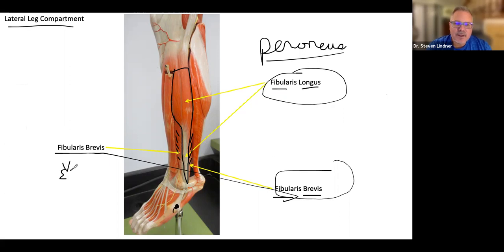Foot, that was horrible. Let me do it again. Foot eversion. Okay, and they plantar flex. They plantar flex the ankle. What does plantar flexion look like? Stepping on your tippy toes, moving your body upward. So those are the only two main lateral muscles.